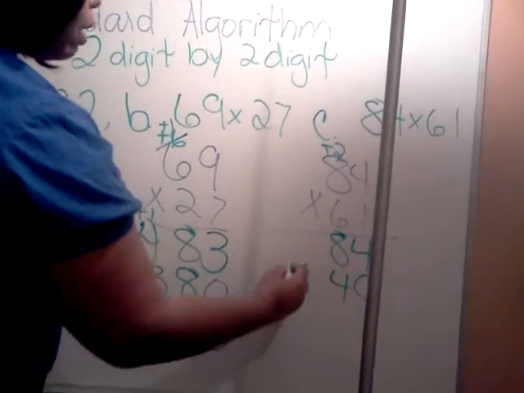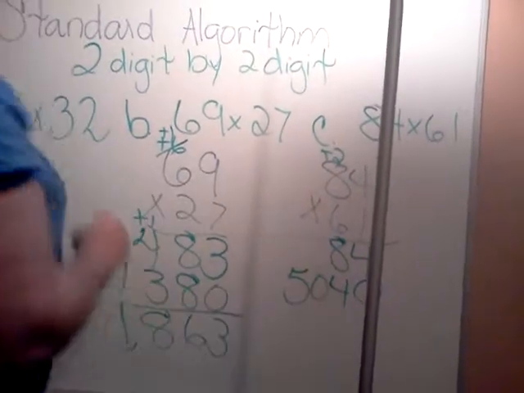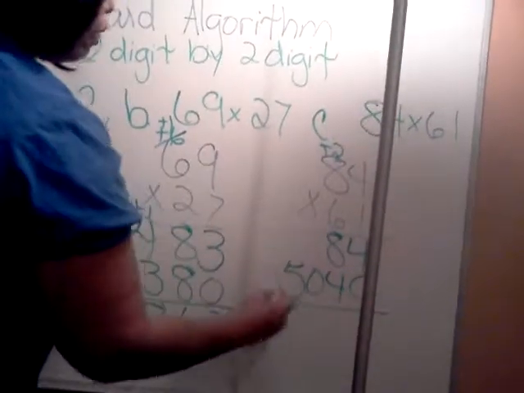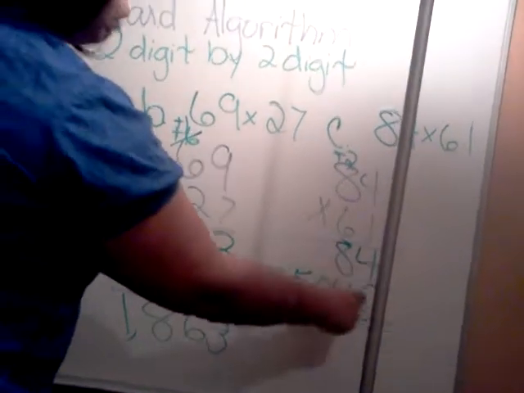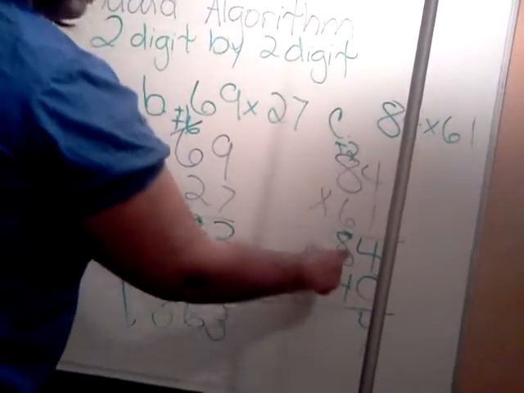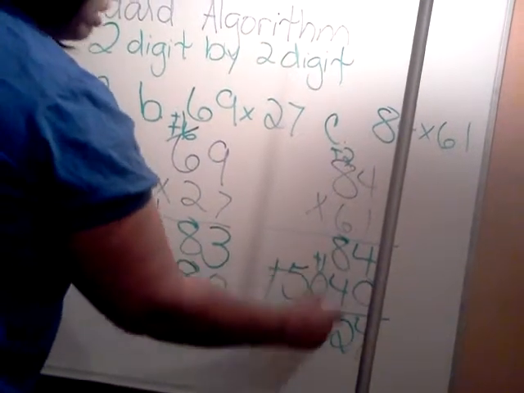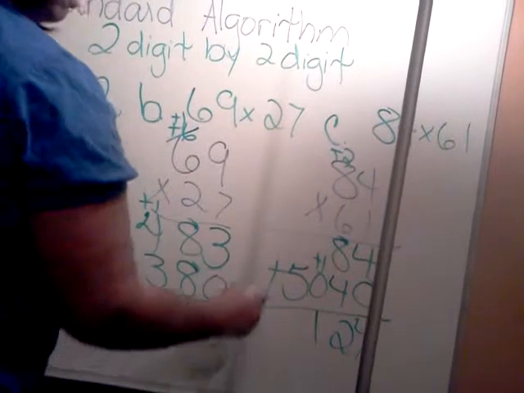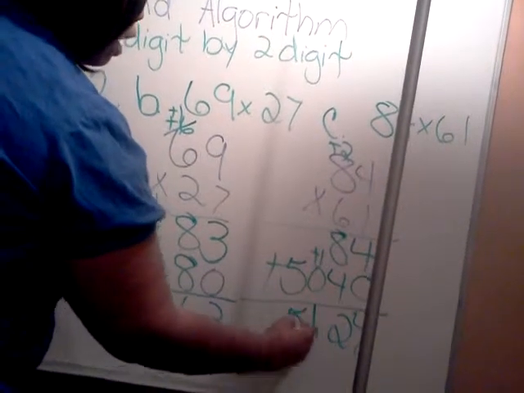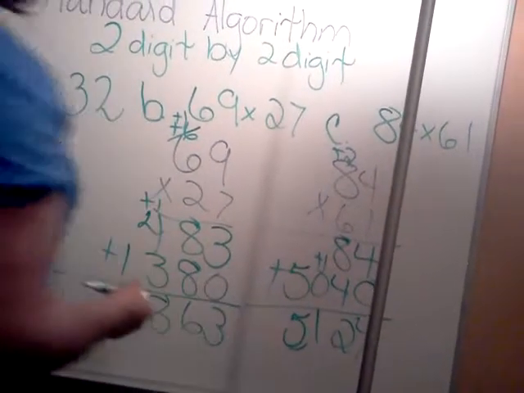5 goes in the thousands place. 0 goes in the hundreds place. Add the two products together. 4 plus 0 is 4. 8 plus 4 is 12. Put down the 2. Regroup the 1. 1 plus 0 is 1. And 0 plus 5 is 5. Answer is 5,124. Thank you.